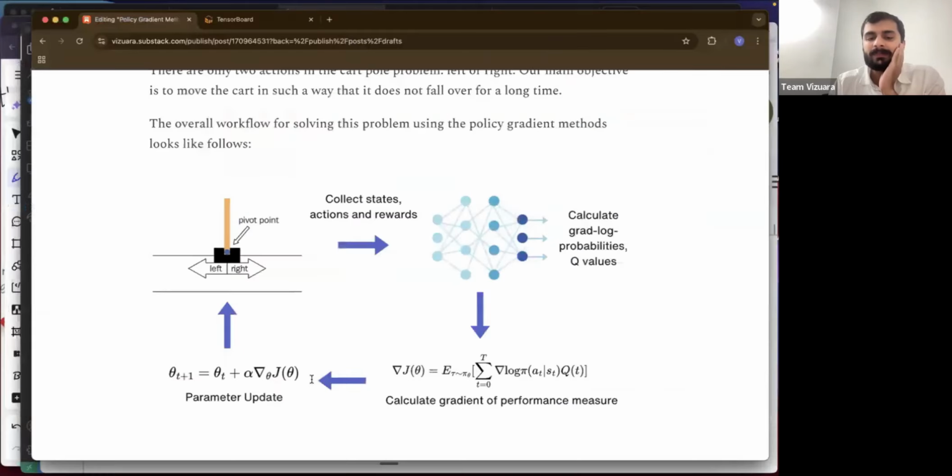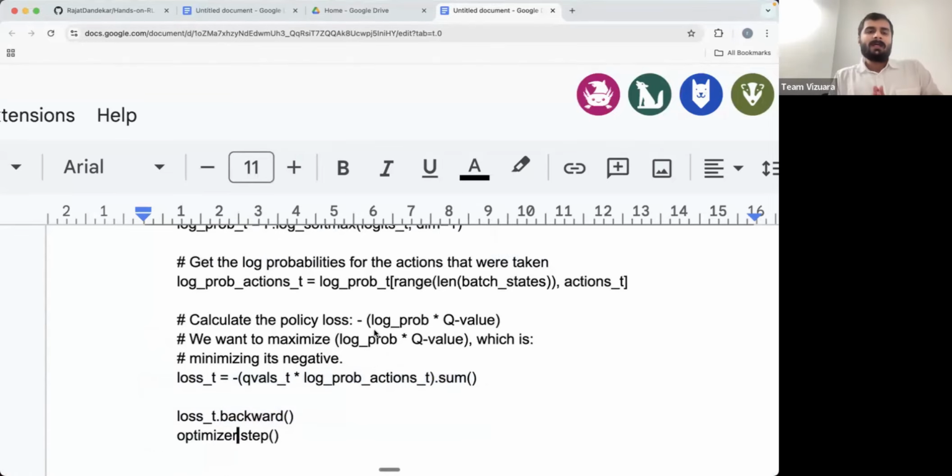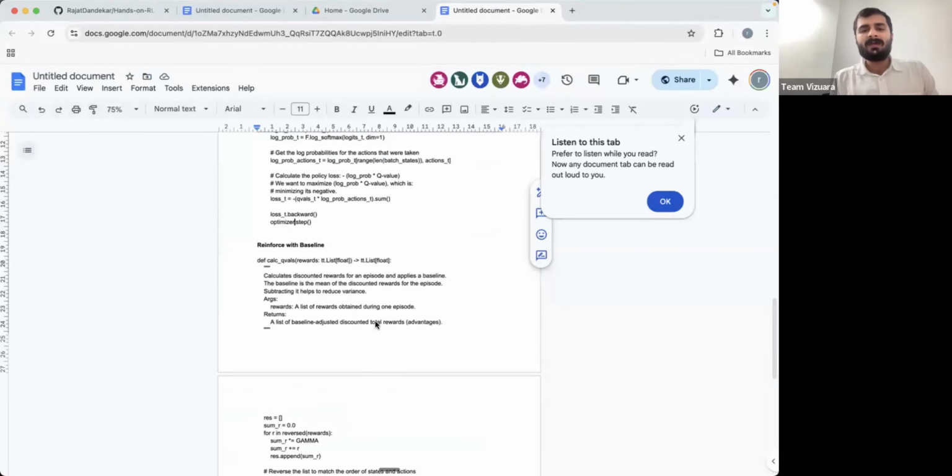And this is the loss that we will calculate the gradient of and back propagate. All that is taken care of in the loss.backward and optimizer.step functions. But here I just want to explain to you how the loss is calculated and how it exactly matches the formula which we have been discussing.